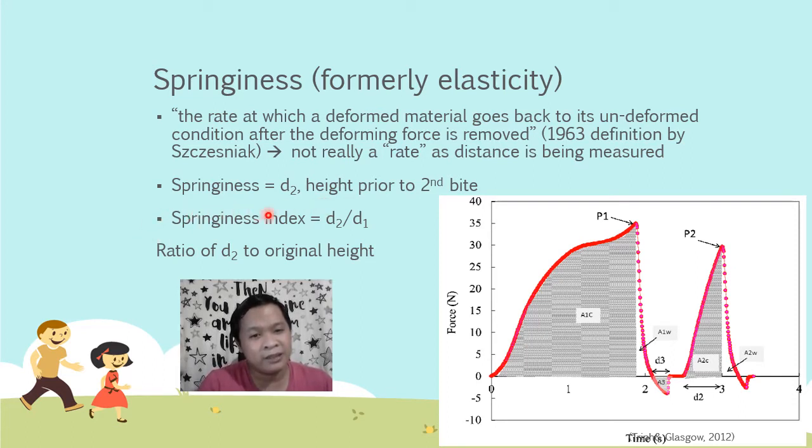And springiness index, on the other hand, is defined as D2 over D1, or ratio of D2 to the original height. Meaning to say, after nung unang bite mo, nag-deform siya. And kung hindi man siya bumalik sa original height niya, then you measure that ratio of the height to the original height. No? Kasi kung mas springy yan, the springiest thing you could have is something that returns to its original height upon the first chew.